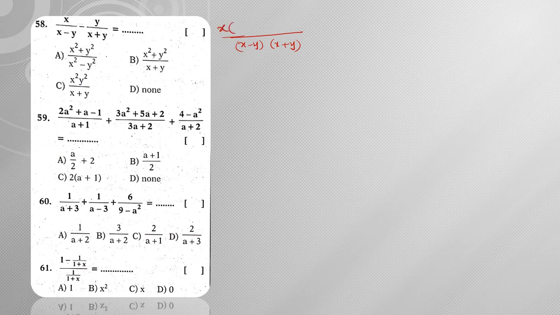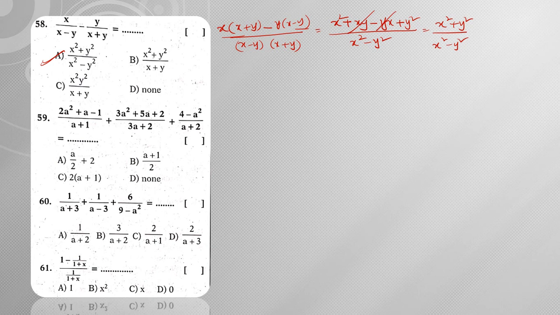What I am going to get then? X into x plus y minus y into x minus y. Now simplify this. So x into x is x square plus x into y is xy minus y into x is yx minus y into minus y is plus y square, divided by, in the denominator x minus y into x plus y can be written as x square minus y square. So based on this, these two gets cancelled. I can write as x square plus y square by x square minus y square. X square plus y square by x square minus y square is my answer.